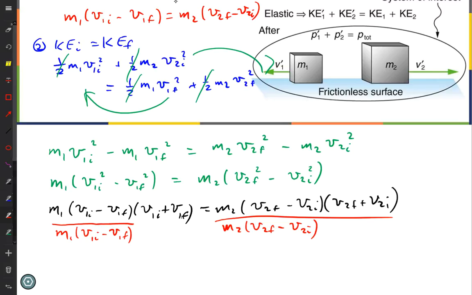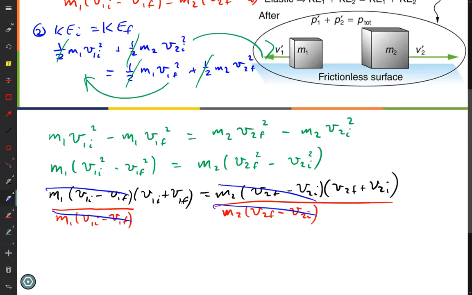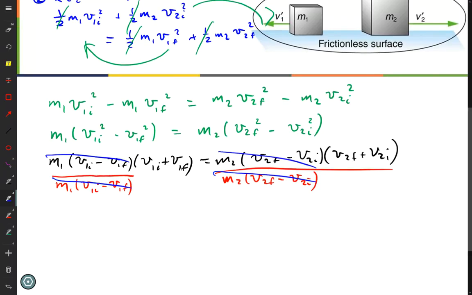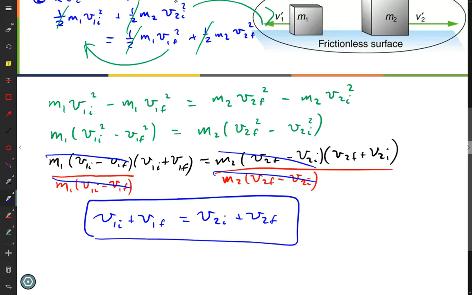Because you see, those cancel out. And those cancel out. And I'm left with my conservation of kinetic energy equation says V1 initial plus V1 final equals V2 initial plus V2 final. So if you have conservation of kinetic energy, that equation is going to be true. It's still not as simple as having V1 final equals V2 final. But it's not as complicated as having squares you have to do in your work.